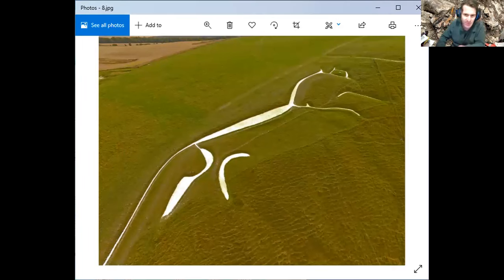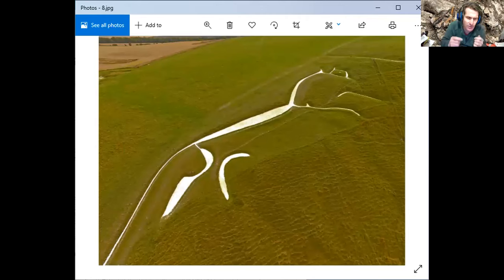One thing about the Uffington horse is it's been argued over and over again. What the bloody hell is it? When does it date from? Did it date from 400 years ago? Did the Romans create it? Is it a cat? Is it a dog? Is it a horse? What the hell is it? Well, we want to know when it dates from.